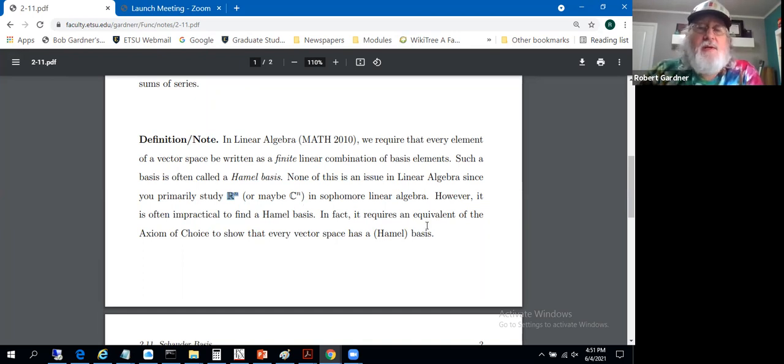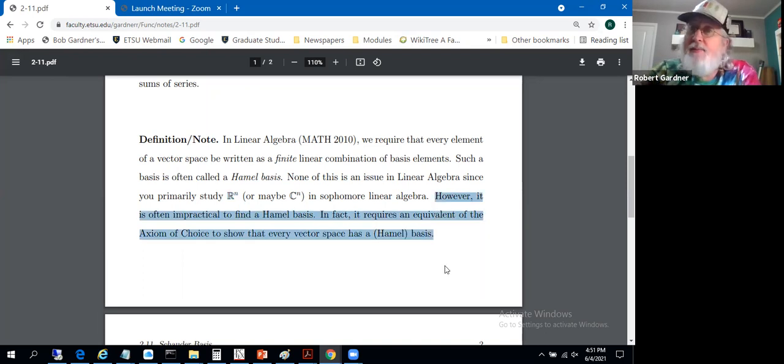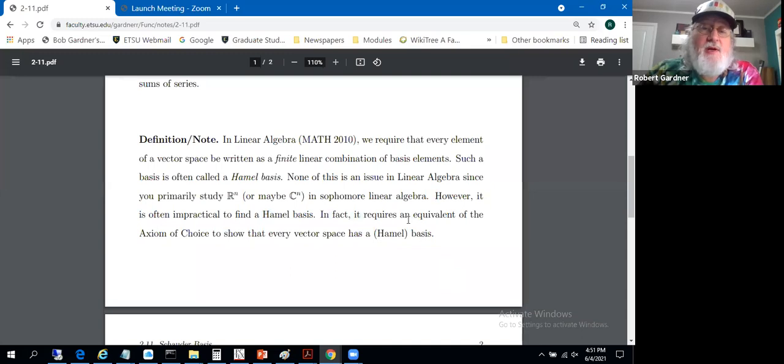In fact, every vector space does have a Hamel basis. They're impractical to find, but they do exist. You use something equivalent to the axiom of choice to show that every vector space has a Hamel basis. So basis isn't part of the definition of a vector space, but every vector space has a basis in the sense of Hamel. That is, in the sense of writing vectors as finite linear combinations.